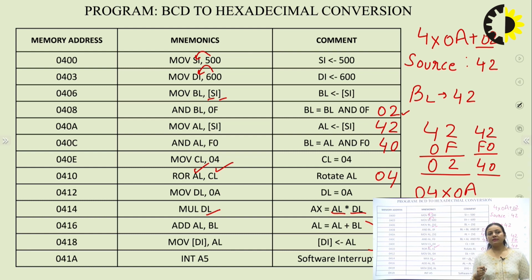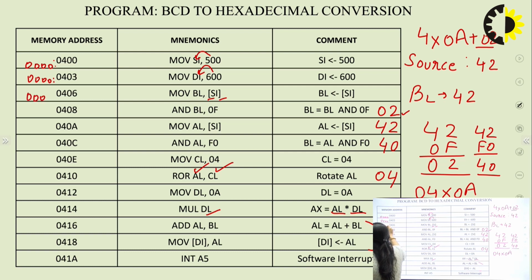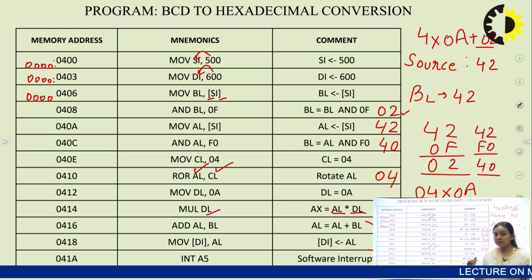One more thing you can see here is that I have started writing my program at location 0400, and this is the offset address. If I say that I've started writing my program from, let's say, segment address 1000 or maybe 00, the segment address is 00 for all the locations and only the offset address is changing. So in this program, we have got a BCD input in one of the locations, and my source has the offset of 500.